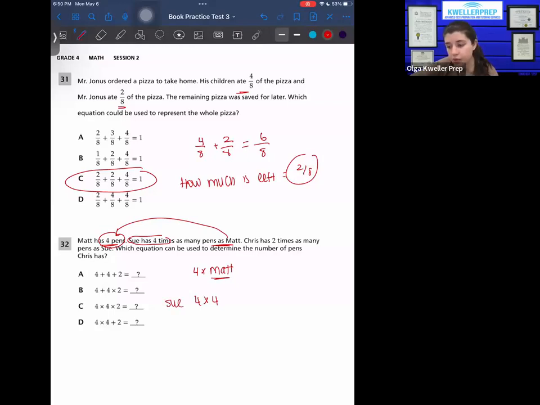And then Chris has 2 times Sue. So this is Sue, right? So Chris is equal to 2 times Sue. Instead of Sue, I can replace it, right? So Chris is equal to 2 times 4 times 4. And the only option that tells me that is choice C. Good, so I feel like this one was a little bit challenging. Does anybody have any questions?